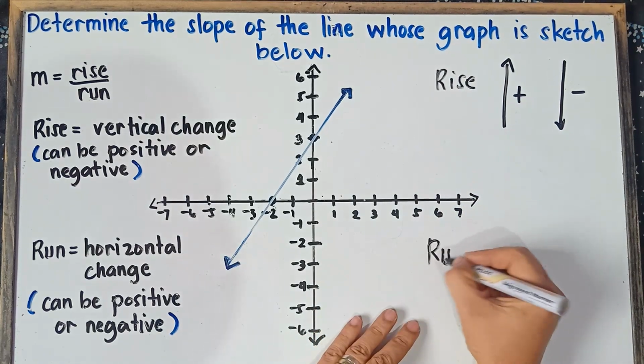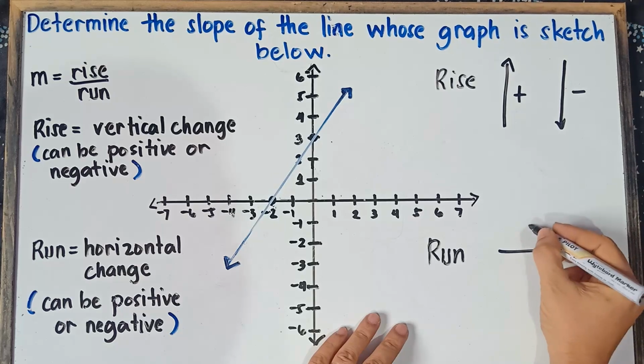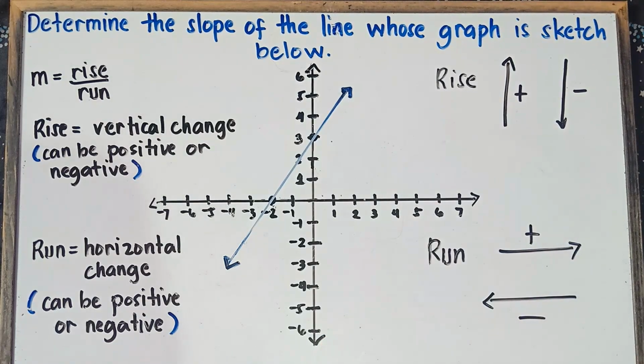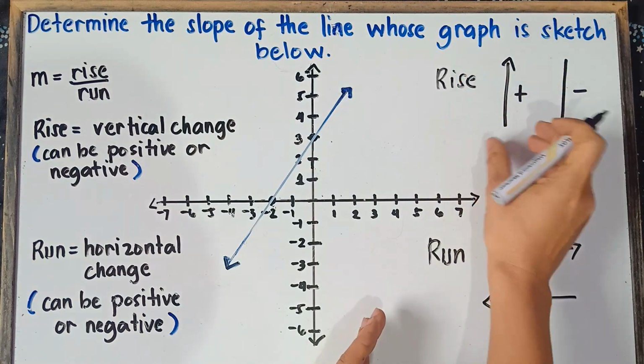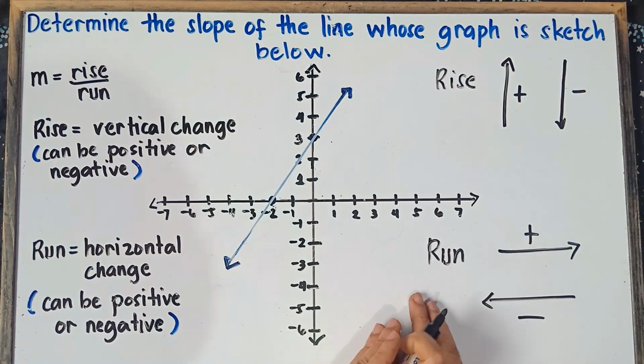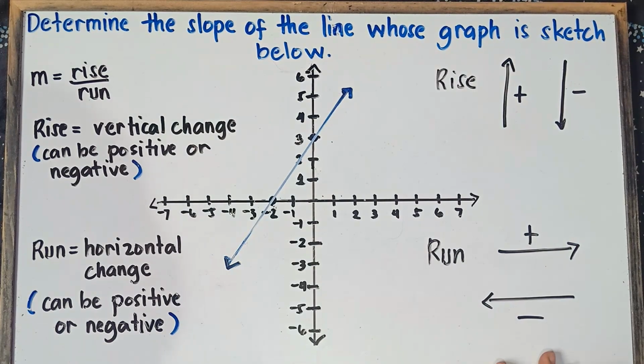Now, for run, that would be the horizontal change. If it's going to the right, that would be positive. If it's going to the left, that would be negative. Once again, class, for rise, going upward would be positive, going downward would be negative. For run, going to the right would be positive, and going to the left would be negative.